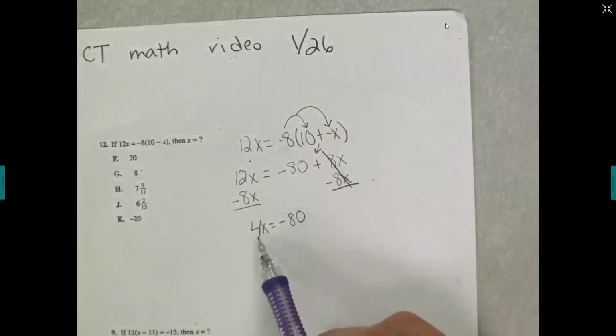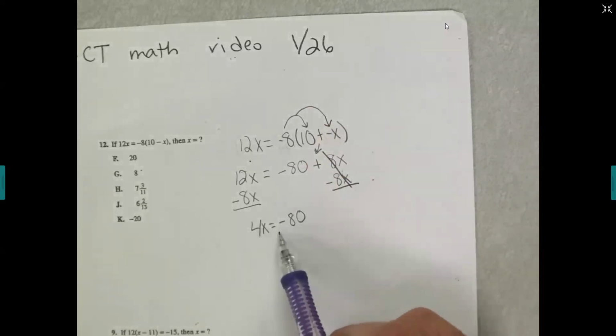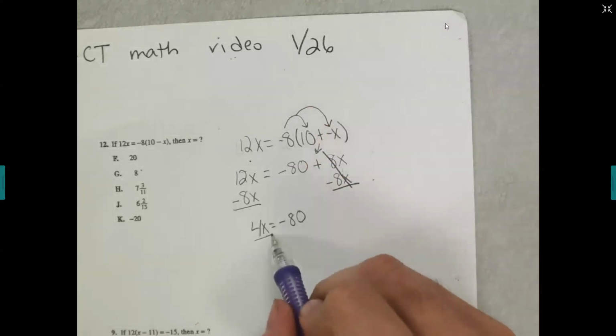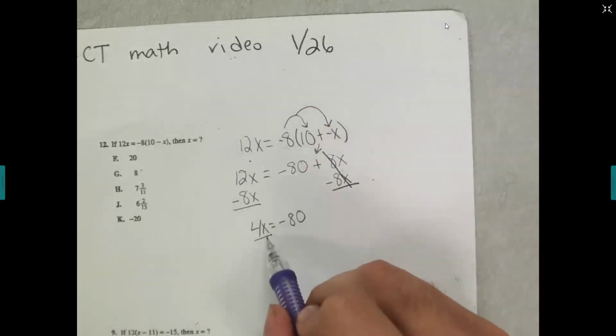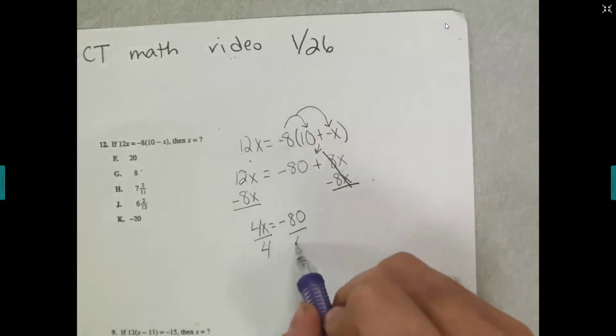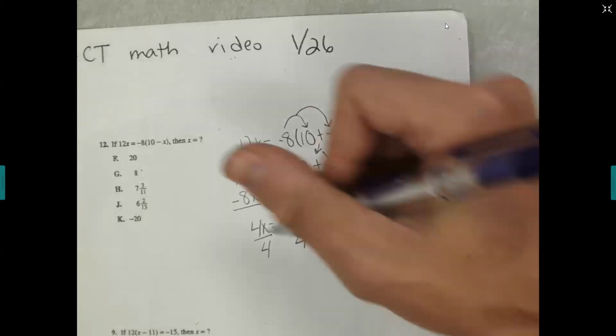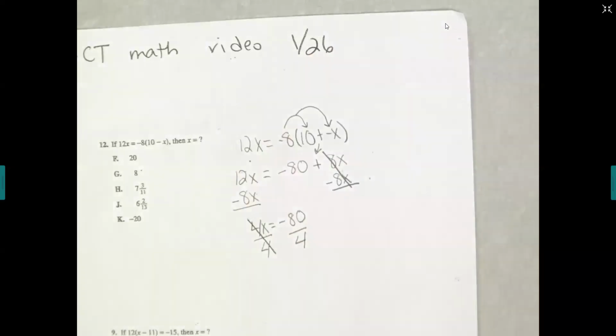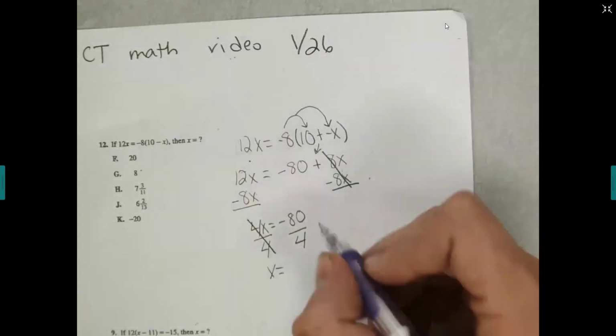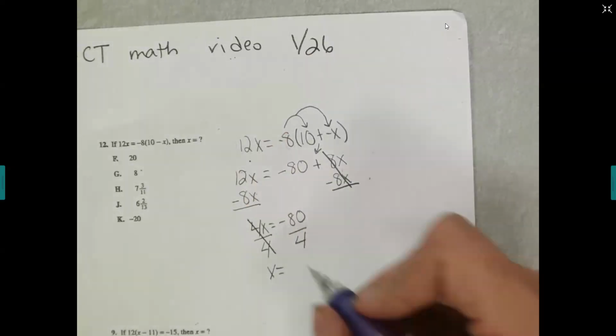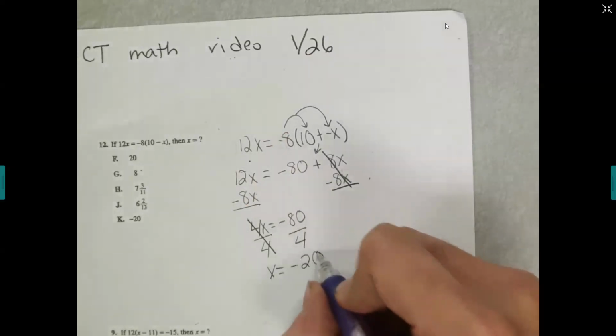And then they're multiplying 4 times x here, and they're saying that equals -80. So I'm going to do the opposite of multiply 4 times x. I'm going to divide 4 on both sides here. And when I do that, these cancel out, leaving me with x equals -80 divided by 4, which of course is -20.